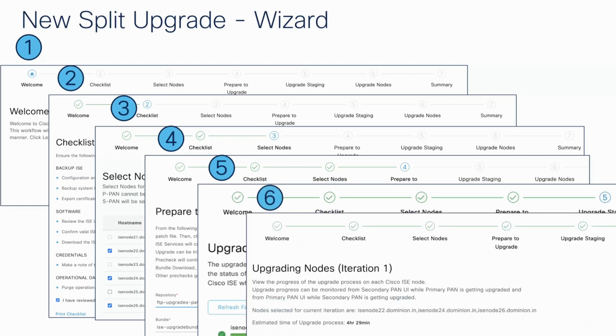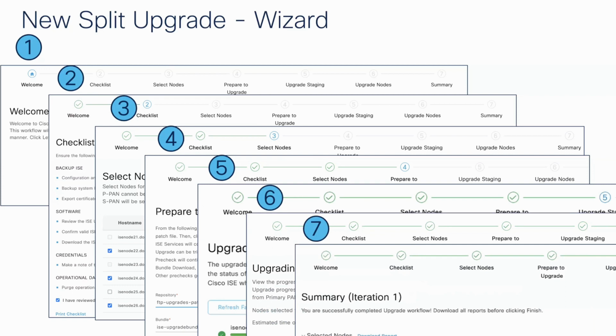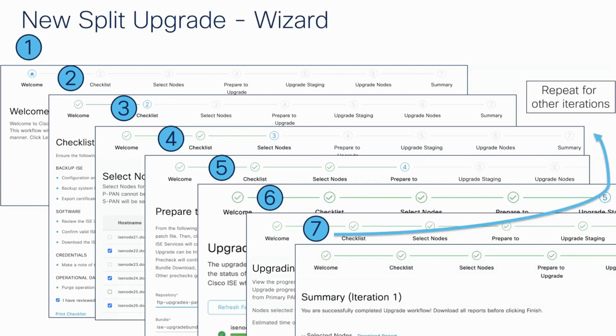So as part of the sixth step, this is where you are really upgrading the nodes. Till this fifth step, there is no disruption to the services. Once you have done the upgrade of the nodes, it will give you a summary, and you have to repeat it again for the other iterations. That's, at a high level, the new split upgrade process.